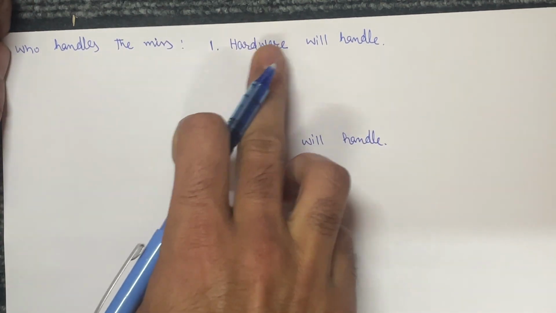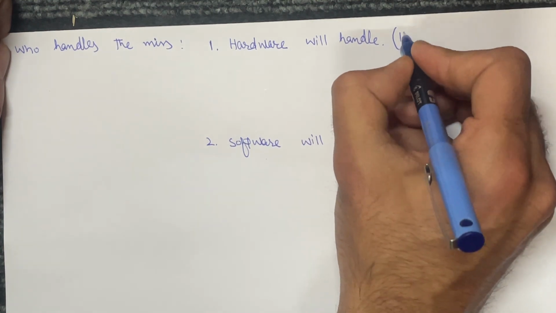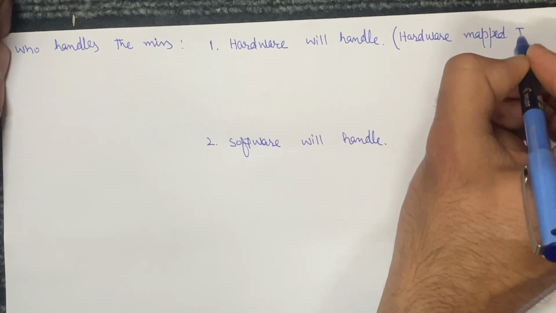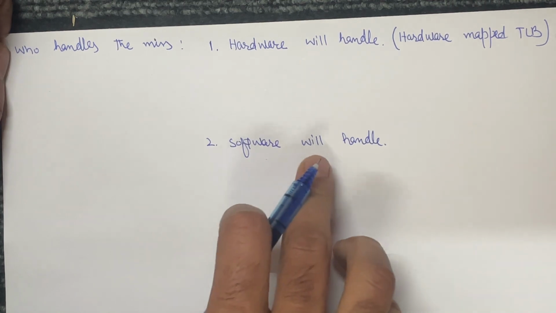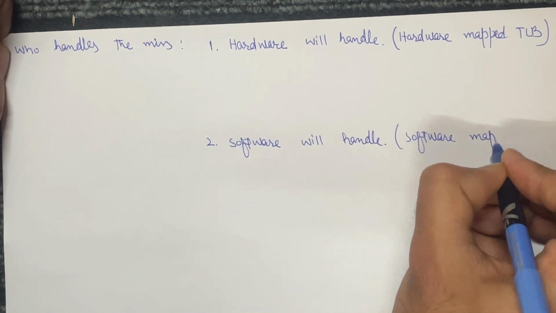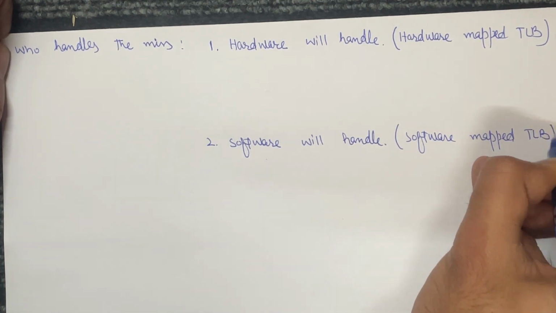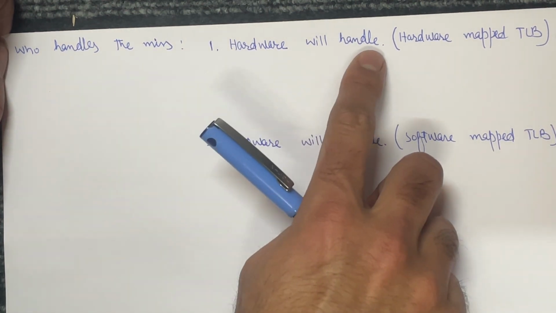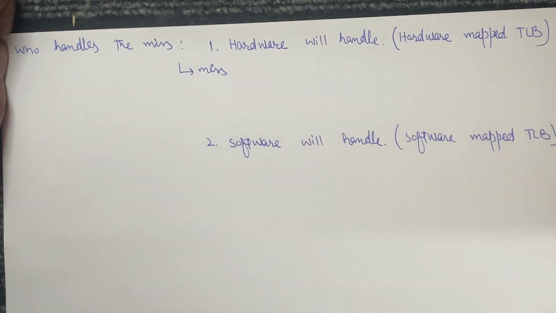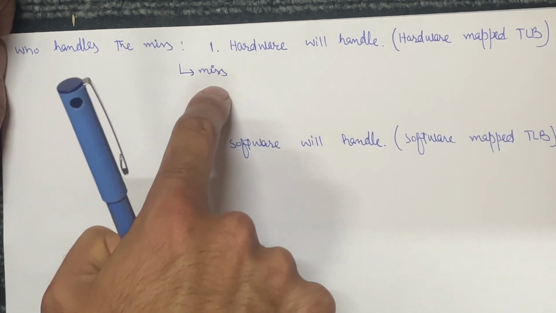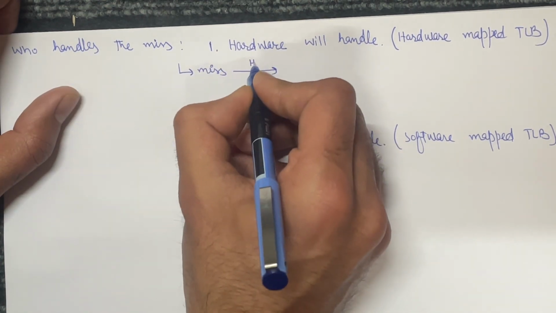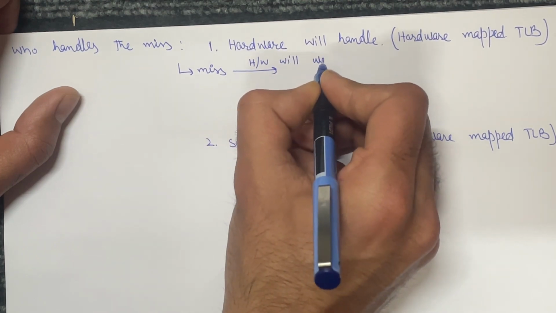A TLB where hardware will handle the miss is called a hardware mapped TLB. And the TLBs where software will handle the miss are called software mapped TLBs. Okay. So what will happen in the hardware mapped TLBs? When there is a miss in the TLB, hardware will walk through the page table.